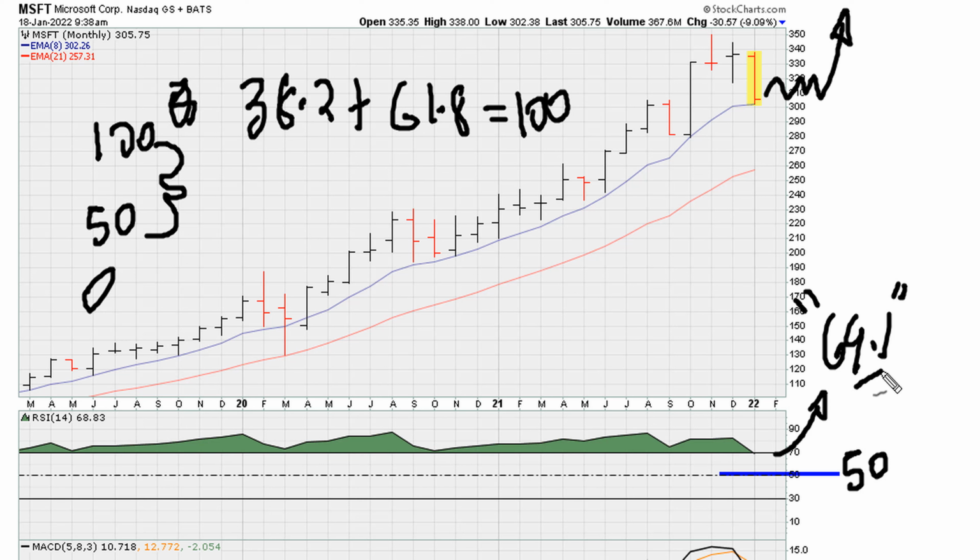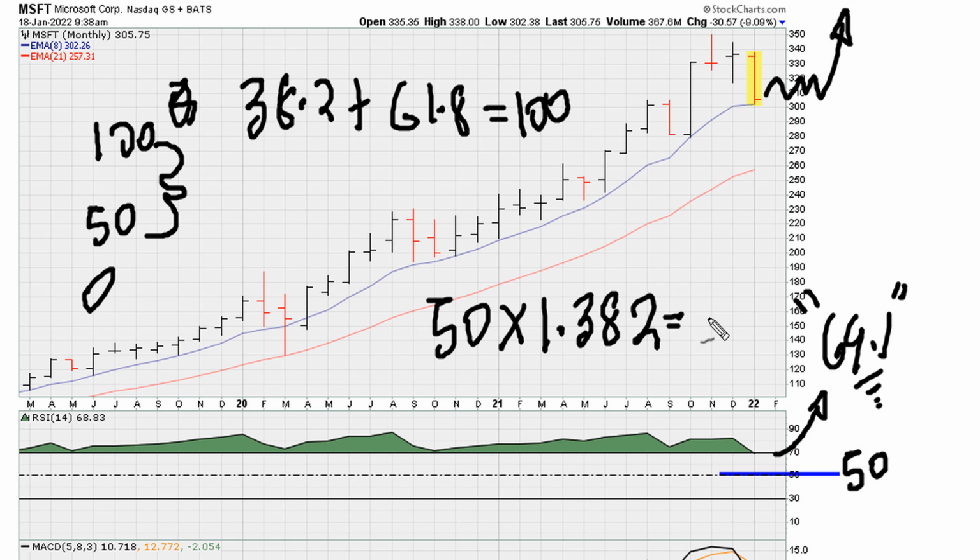So there are many ways to end up getting this number. I'll show you the simplest one. Take 50 times 1.382. You get 69.1. And of course, this is this. So you see how they are related. All these levels are key.